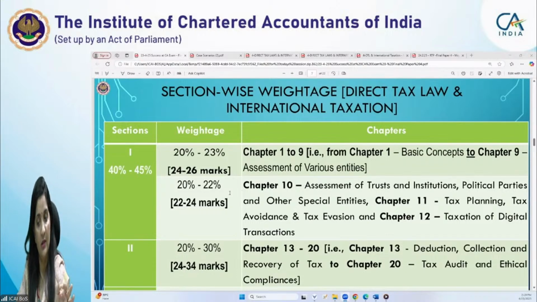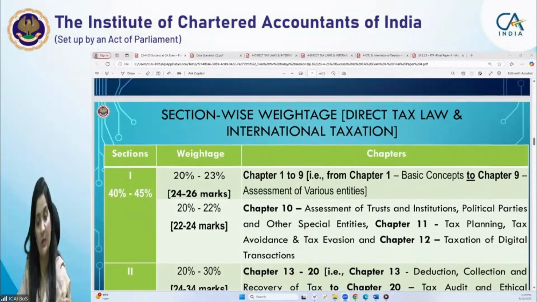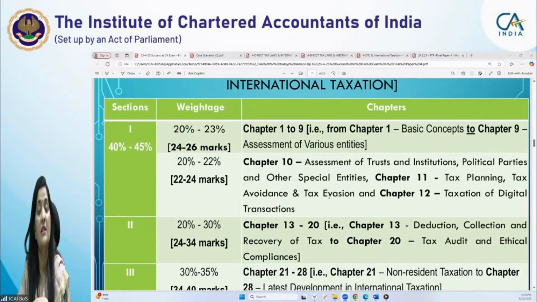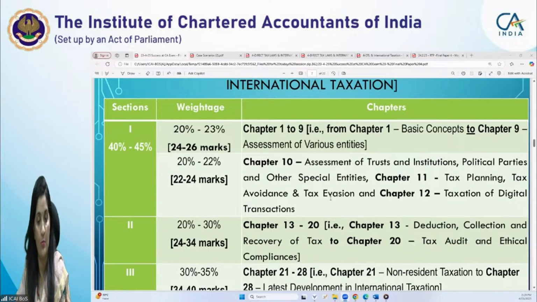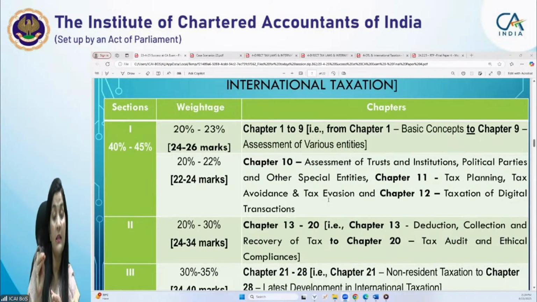Assessment of charitable trusts, your special entities like REITs, investment funds, securitization trusts, then your tax planning, tax avoidance, tax evasion, and then your taxation of digital transactions. These three topics have a huge weightage of 22-24 marks. So 20% to 22% marks. So please do them properly. Go through them thoroughly. And very difficult questions do not come from these 3 topics basically.